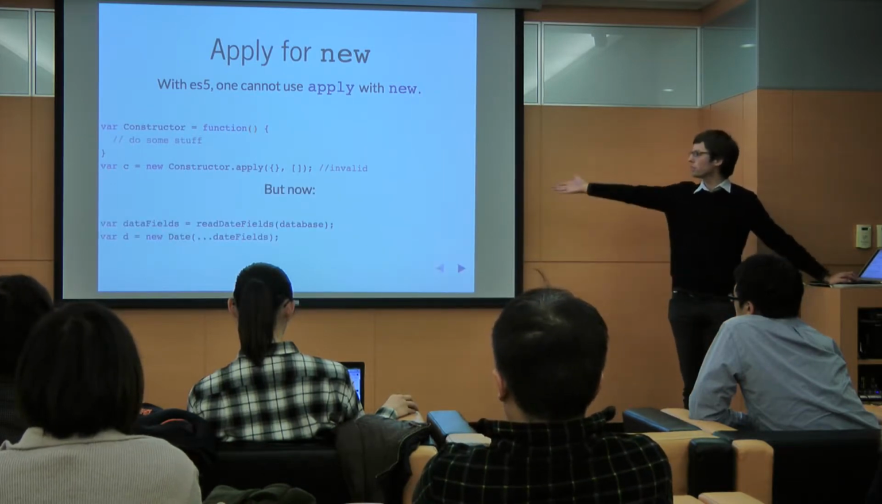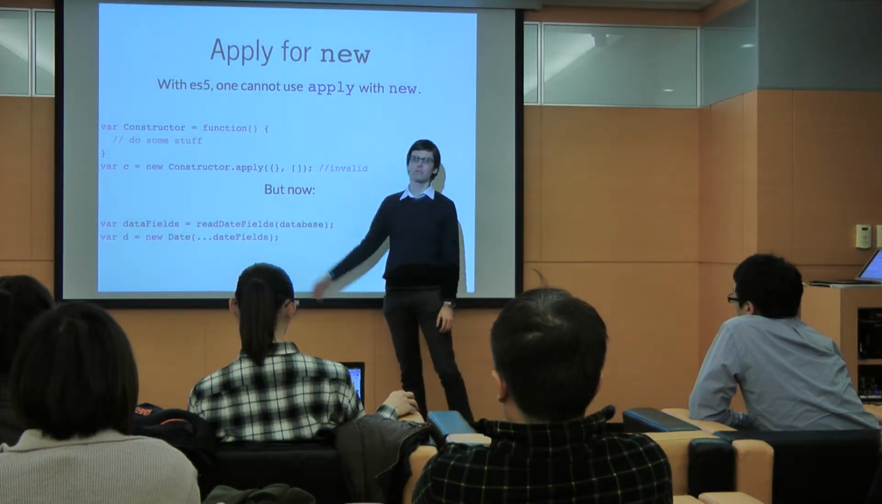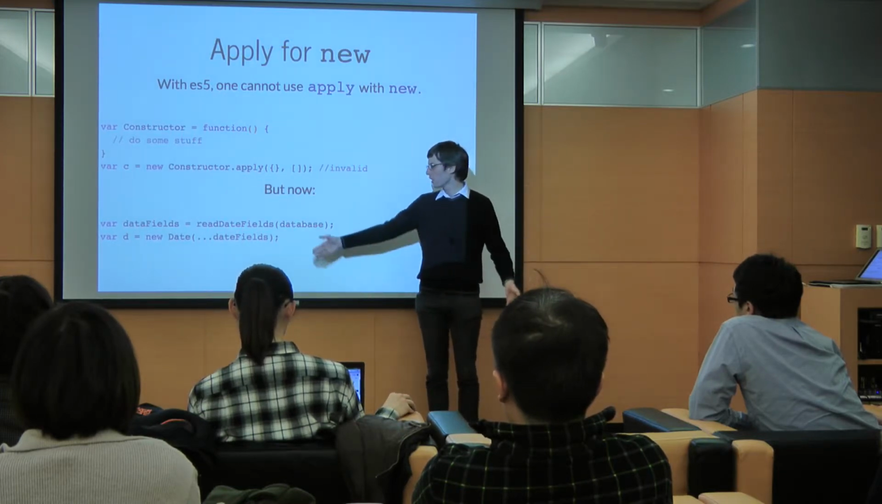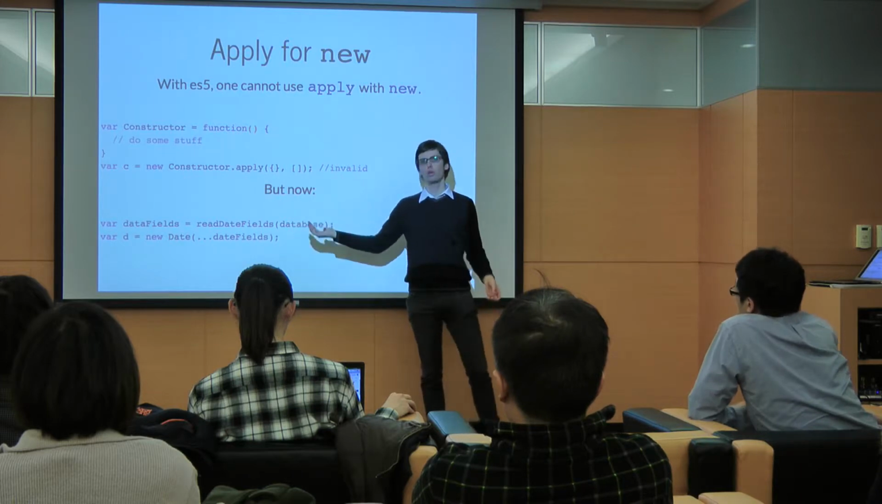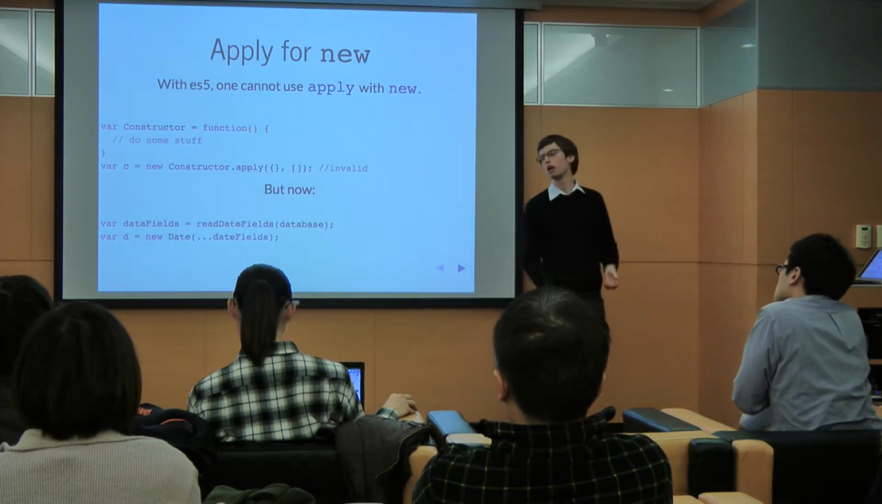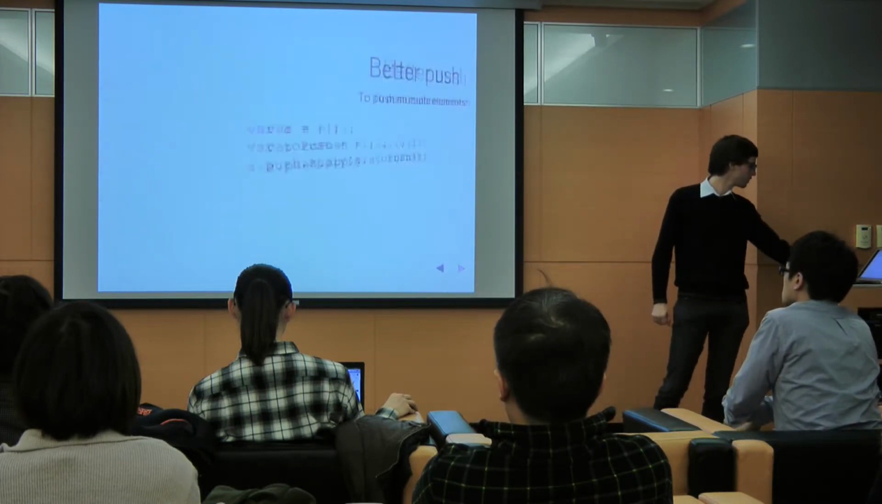Until now, and then you have the spread and you can do that, which is perfect. So read date fields can be anything, like you read something from the database or from the server or whatever. You get an array of stuff, and then you instantiate a new object with it. So much nicer, much clearer, probably faster too. So yeah, that's the last use of.